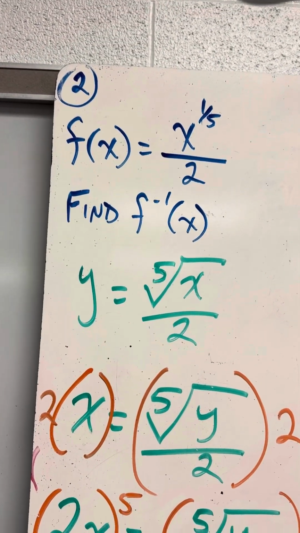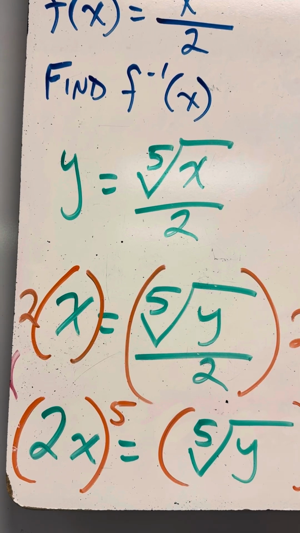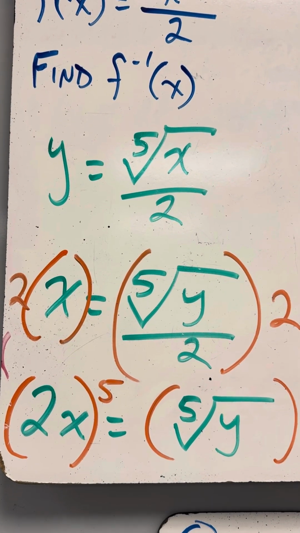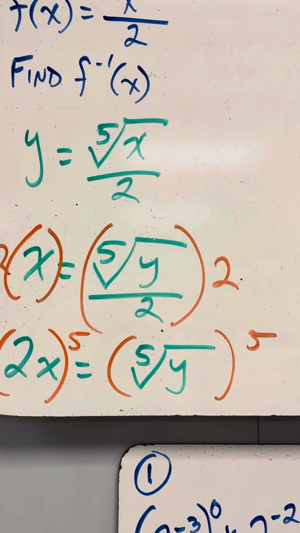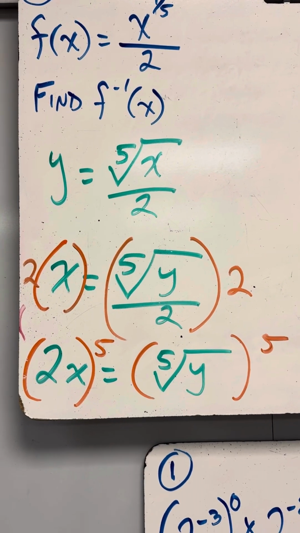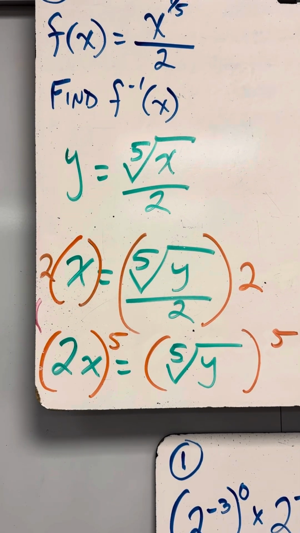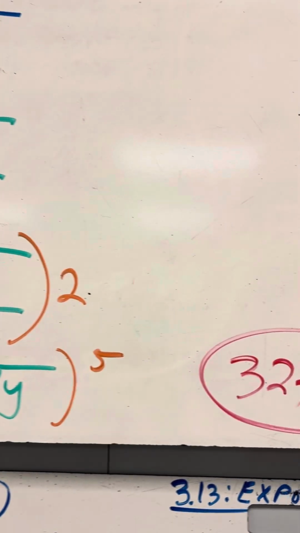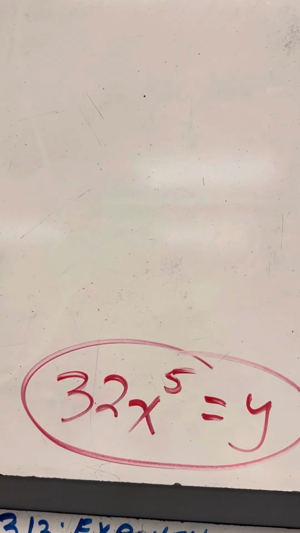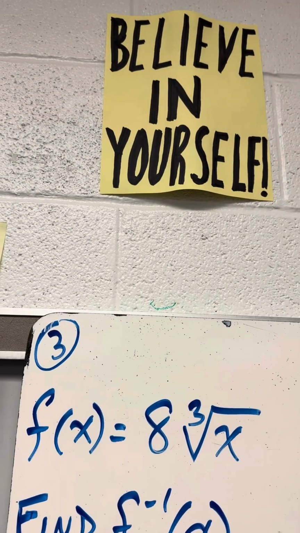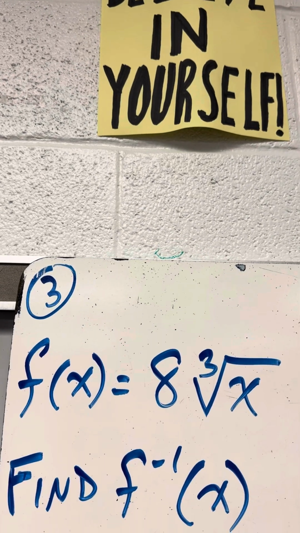And then we've got 2x equals the 5th root of y. We're going to take both sides to the 5th power, and you get 2 to the 5th, x to the 5th, or 32x to the 5th, equals y.